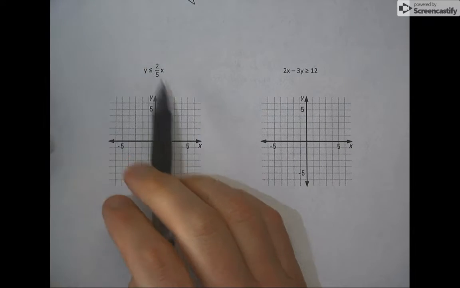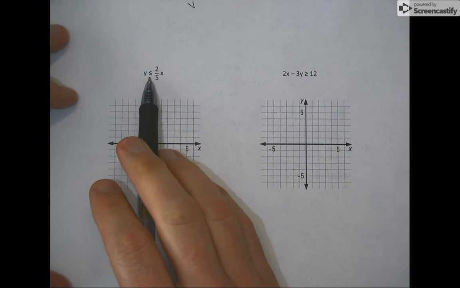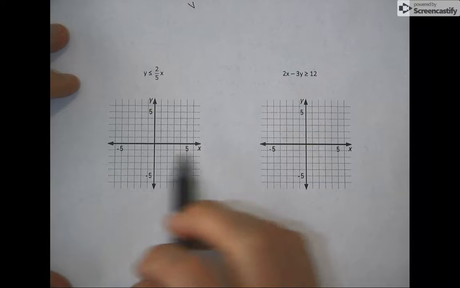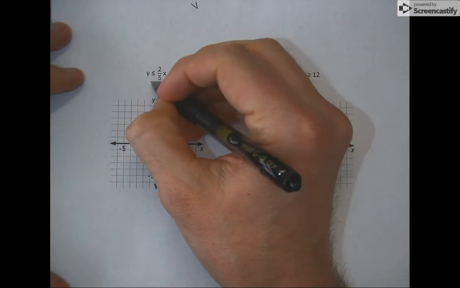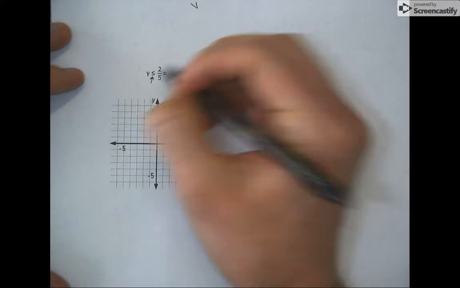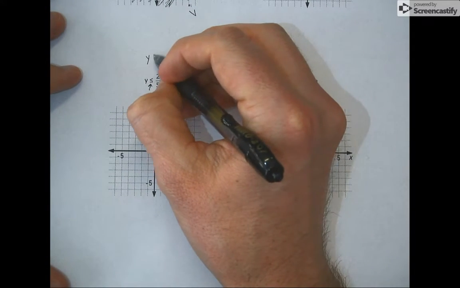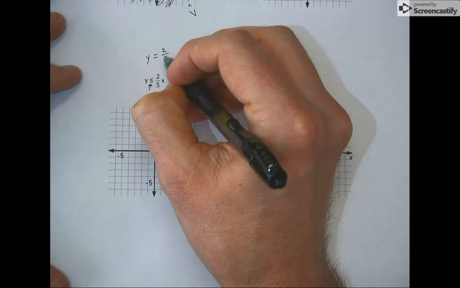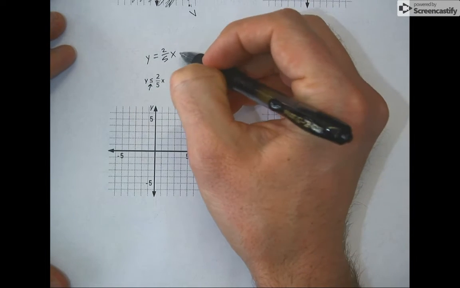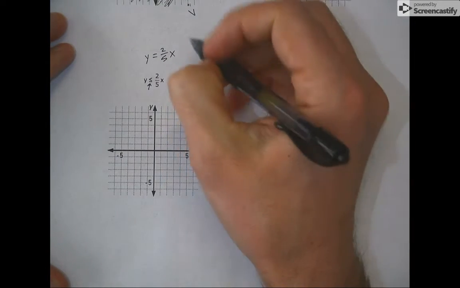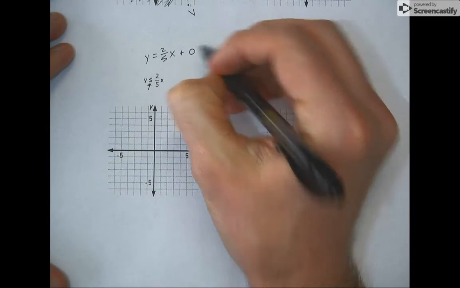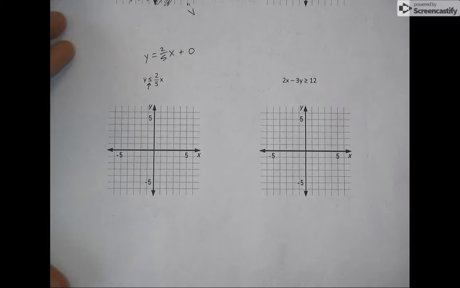So starting here, it first of all says less than. Okay, so we're going to be shading underneath of this line, and there is an equal sign there, so it's going to be a solid line. So think if this just said y equals 2/5 x. It does not appear to have a y-intercept, but it technically does. It's like a +0 being out there. So the y-intercept is 0.